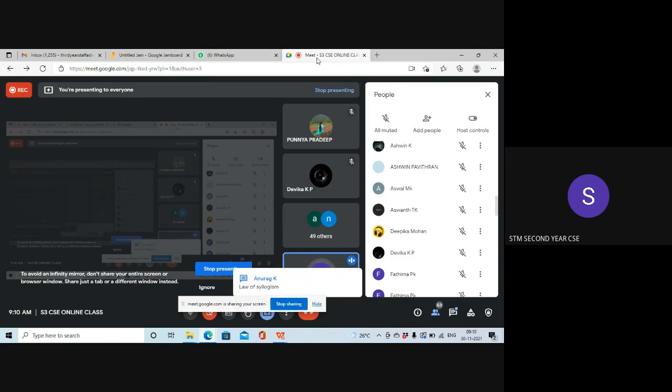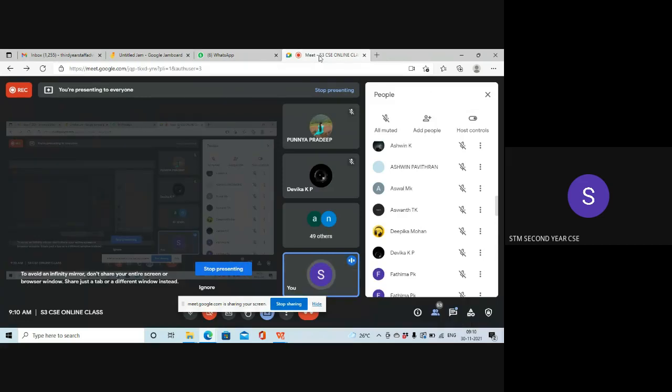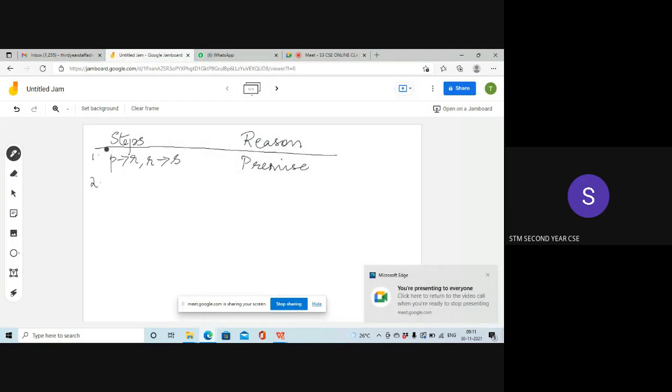Very good, Anurag. Law of syllogism. So according to law of syllogism, what will we get here? P implies R and R implies S. Finally, by applying law of syllogism, what will we get? If P implies R and R implies S, then finally P implies S. Very good. So in the next step, we will get P implies S.